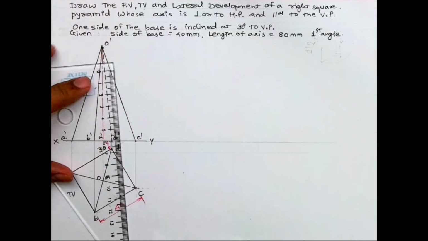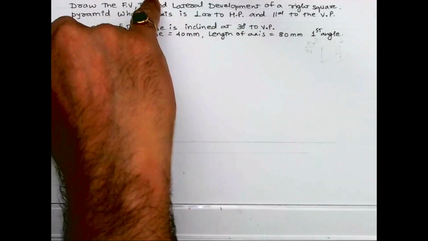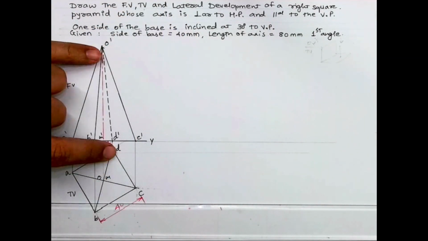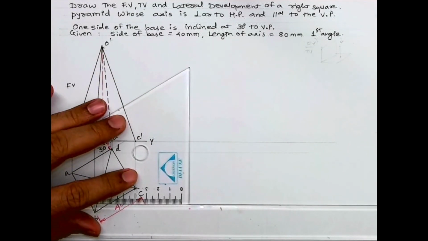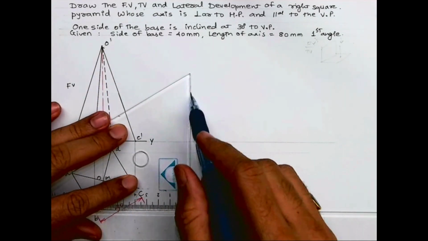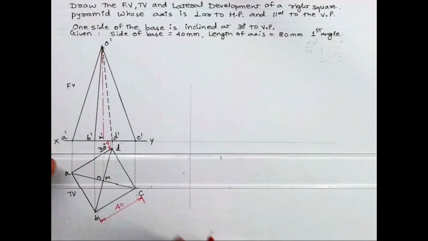Now what you need to do is draw the development. For development, if I rotate from here, it will go outside the page. See this. So many a time it happens in the exam hall also. So what you do, you draw one vertical line and you start from here.